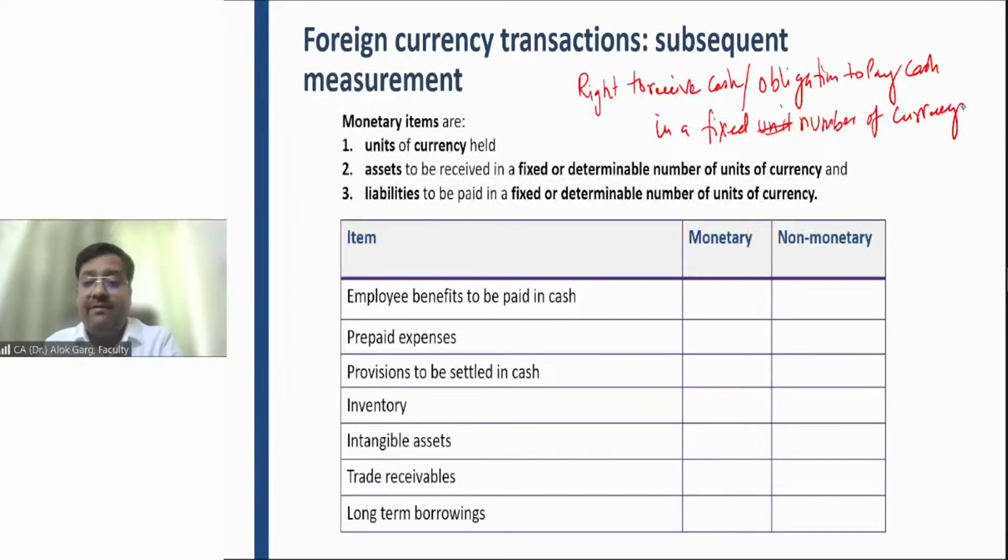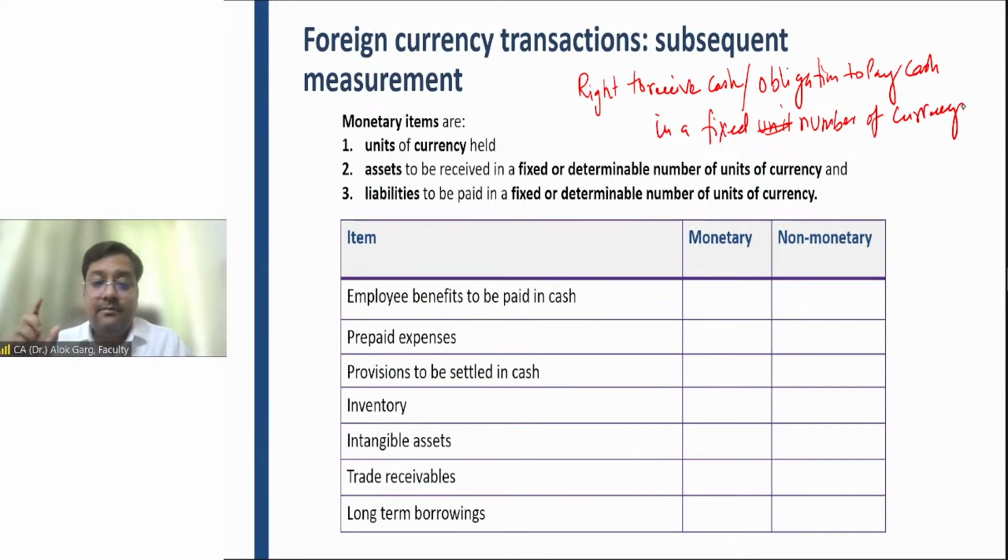Do I have a right to receive cash? Answer is yes. Why? Because I've sold the mobile phone. And whether this right to receive cash is in a fixed number of currency? Answer is yes. I can tell you that I have to receive 50,000 rupees from Viraj. I have to receive 40,000 rupees from Sriram. So when it was inventory, it was a non-monetary item. When it became a debtor, it became a monetary item.